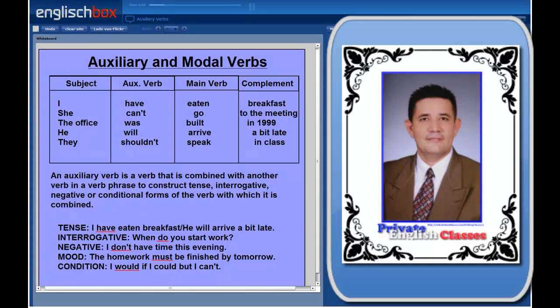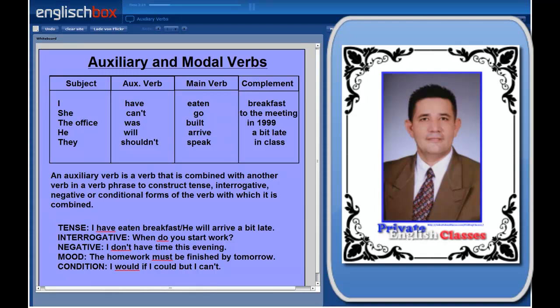For conditionals, we use the auxiliary would, or we can also use could, might, or may to talk about a hypothetical situation. And we can also introduce ideas of mood. So here we have the example, the homework must be finished by tomorrow. This is an obligation. We can also use modals such as can, should, and might to express mood. And these modals can function as auxiliary verbs.